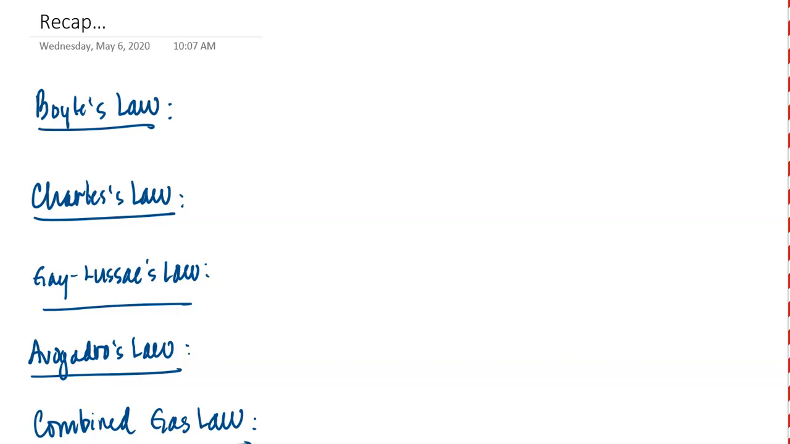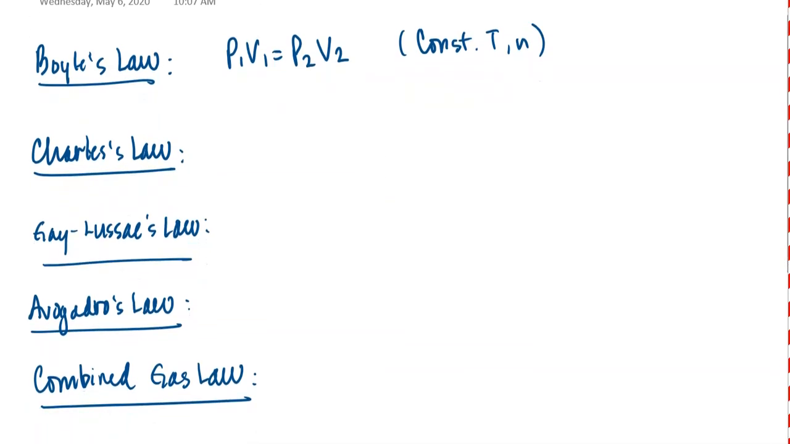Now, we've studied several of these laws that deal with pairwise relationships. For example, we have Boyle's law, where we're studying the relationship between pressure and volume, holding constant temperature and amount of gas. We've talked about Charles's law, where we're looking at the relationship between volume and temperature, provided that we're holding pressure and the amount of gas constant.